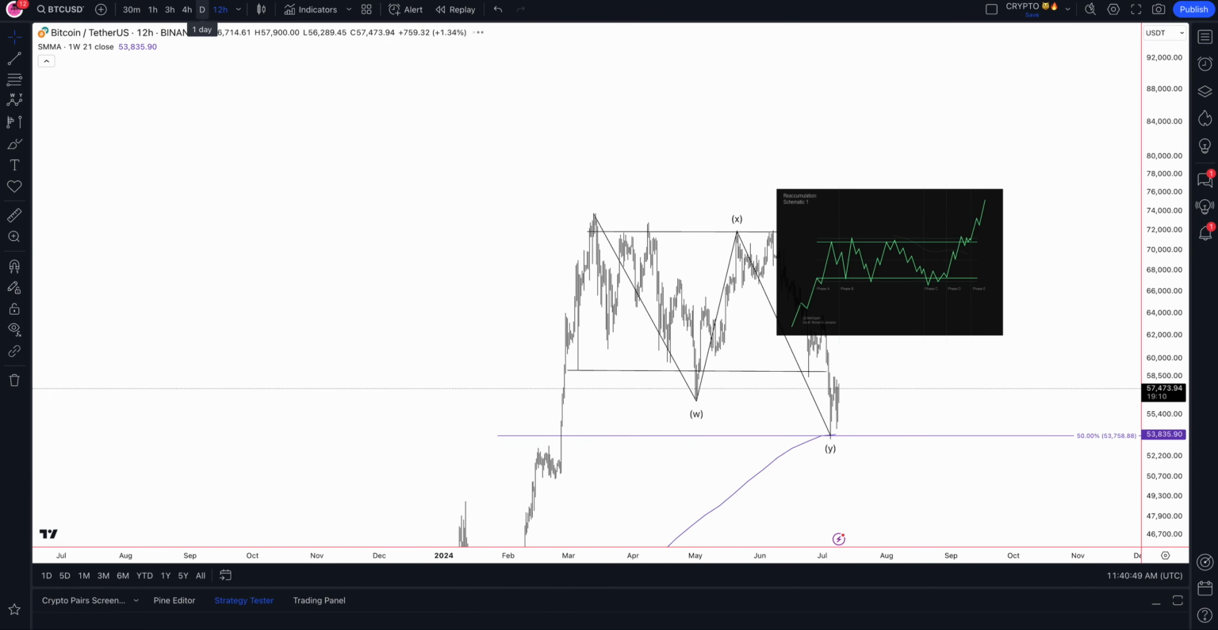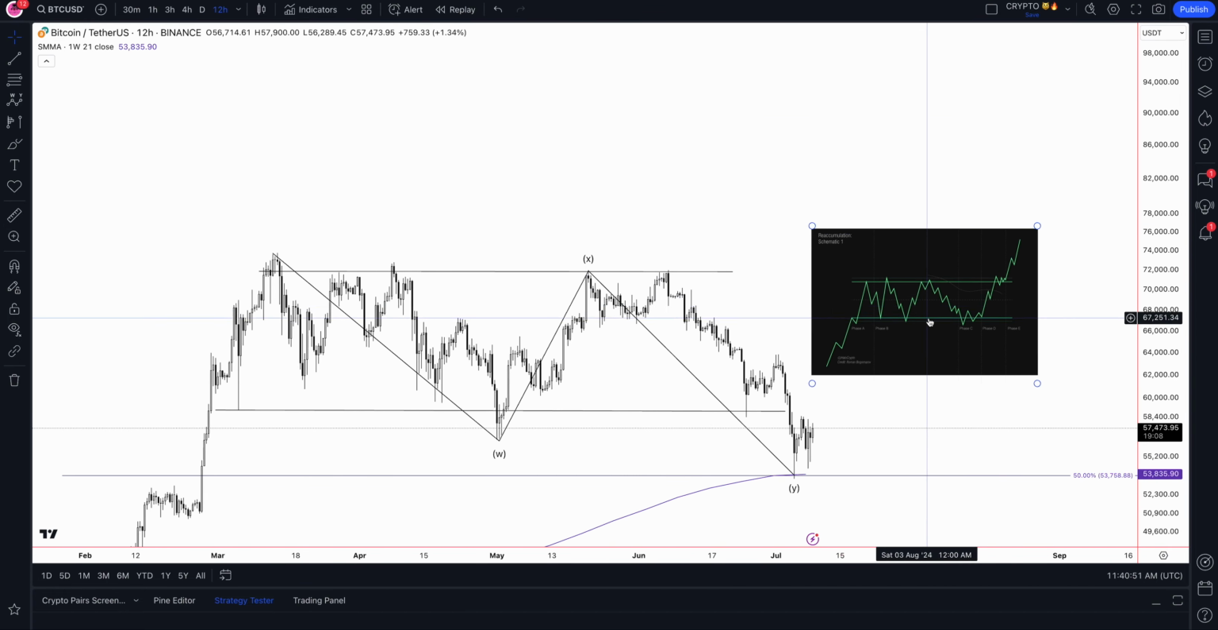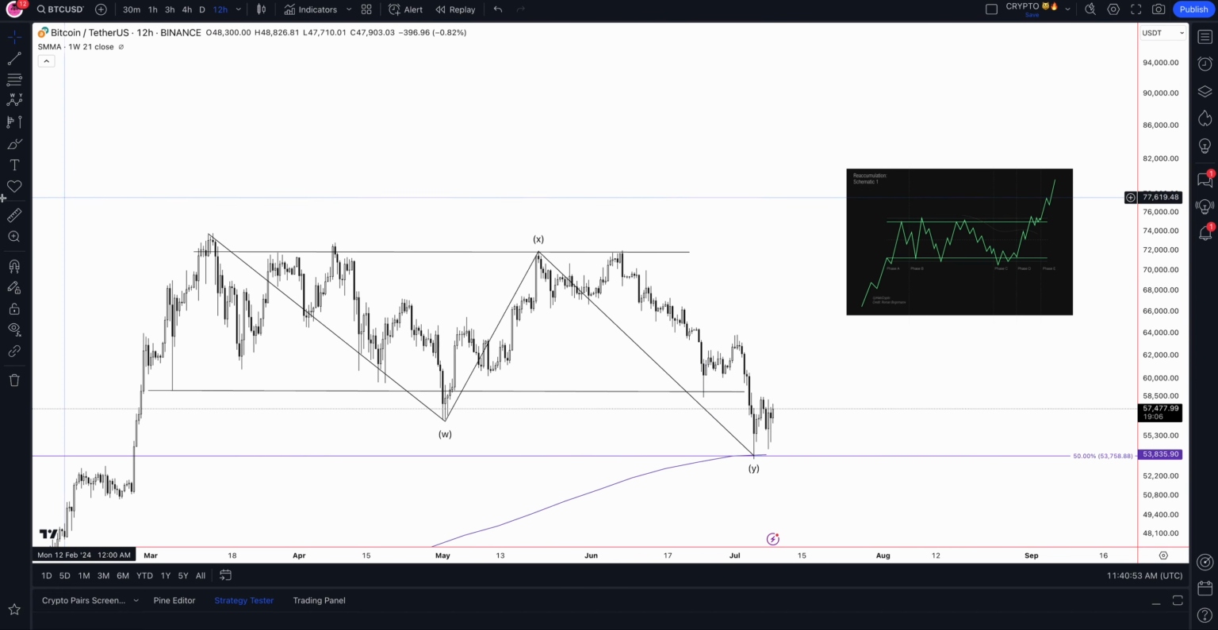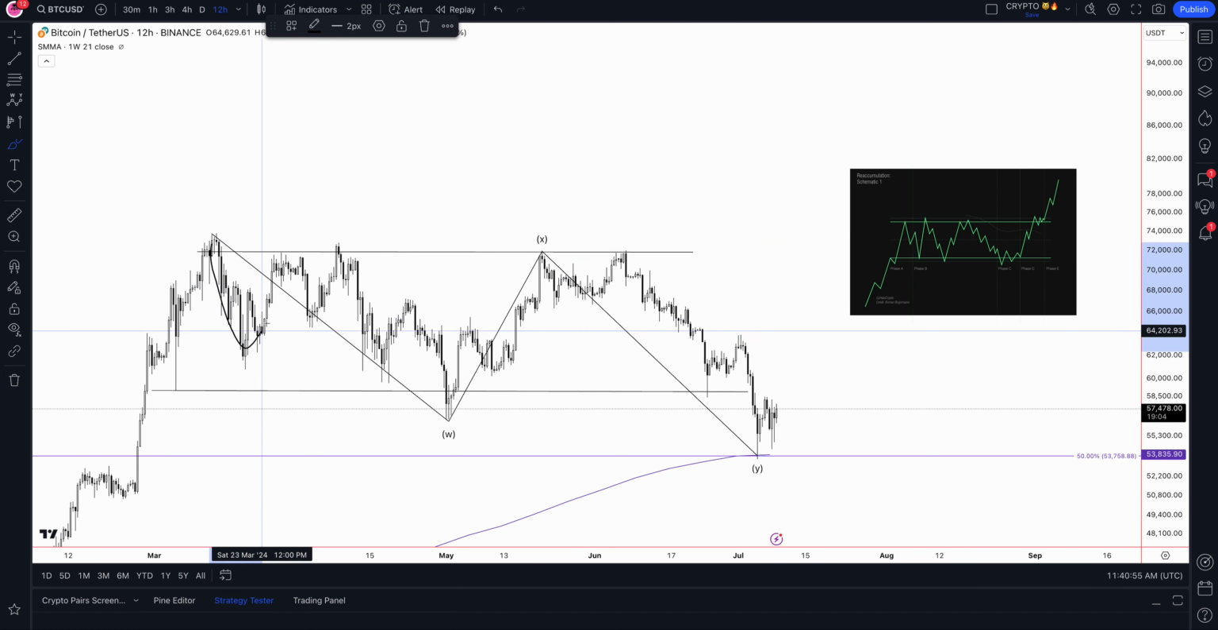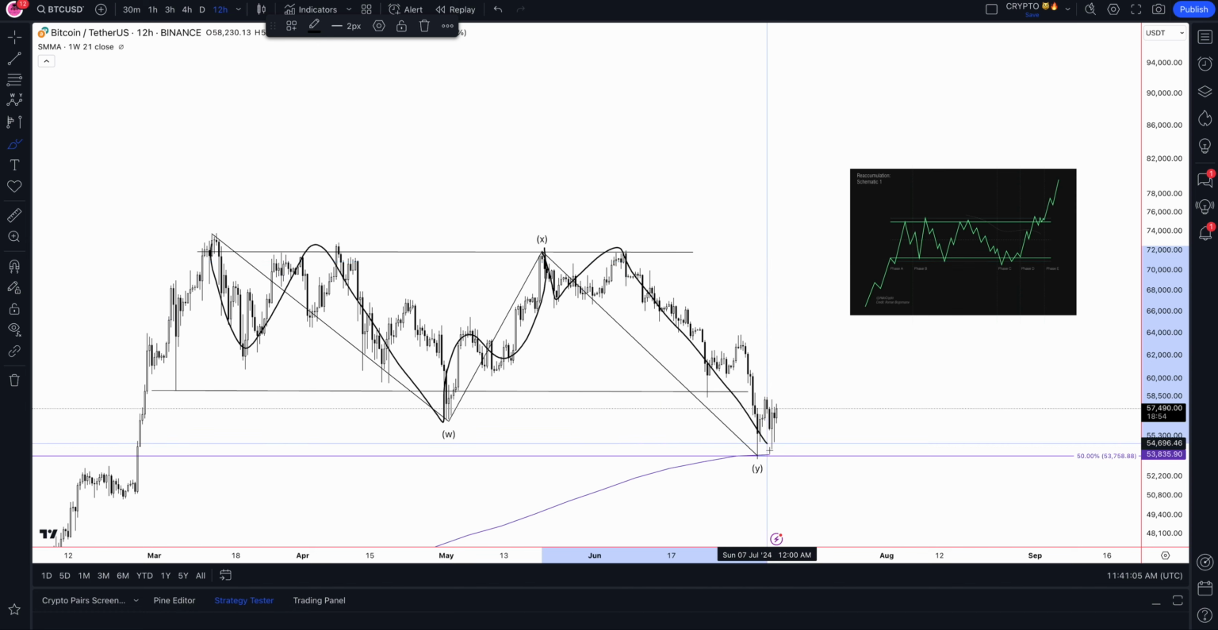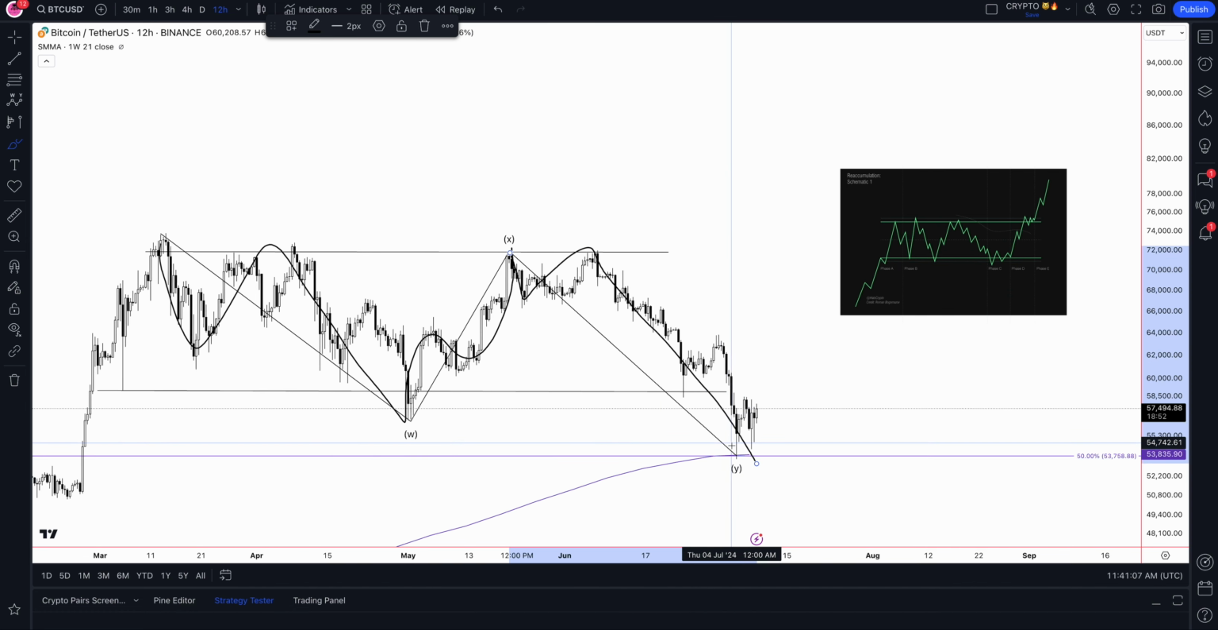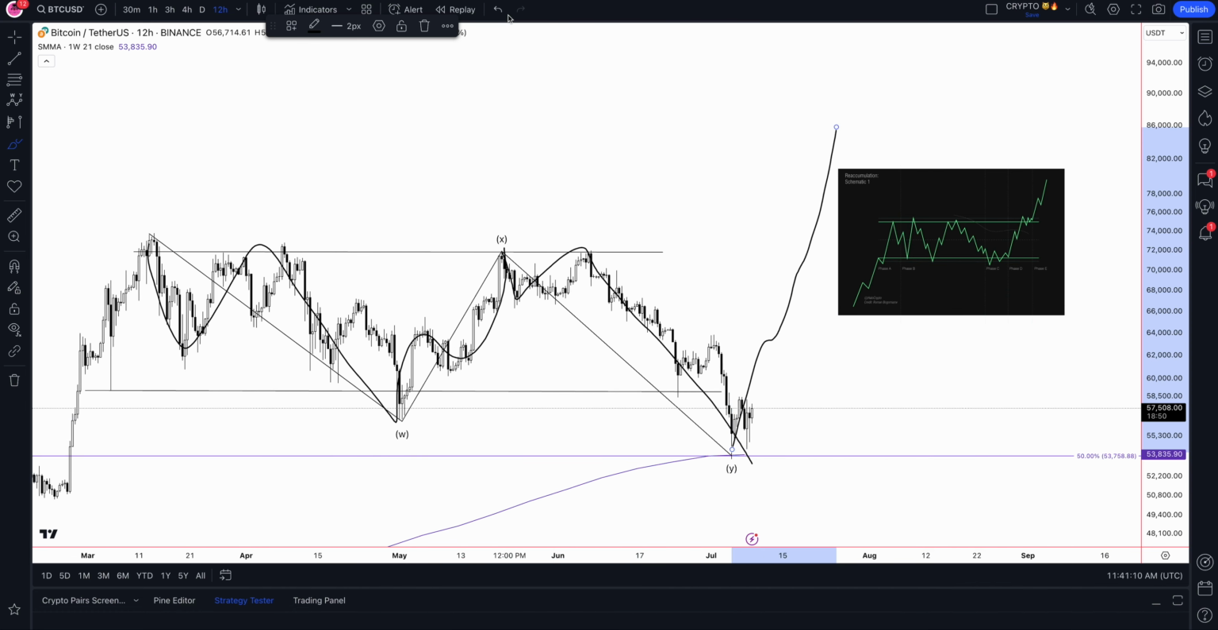So we'll go on the 12-hour here, and this is what it looks like. You have your 3-wave move down in your W, 3-wave move up in your X, and then another 3-wave move down in the form of a flat pattern. So you have a 3-wave move down in your A, 3 up in your B, and then a 5 down in your C. And now it's likely we're going to see your jump across the creek.